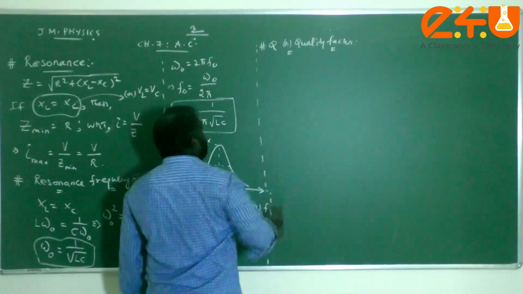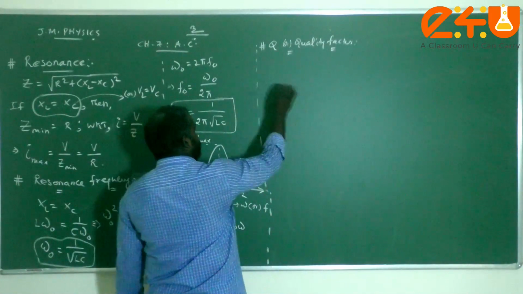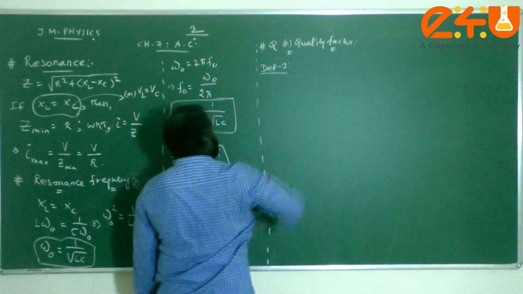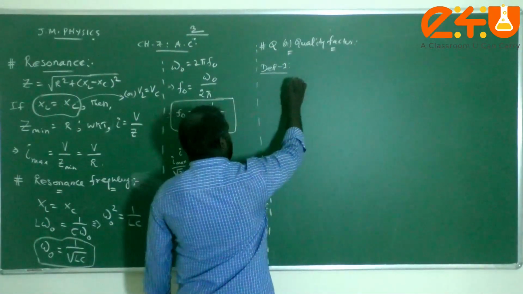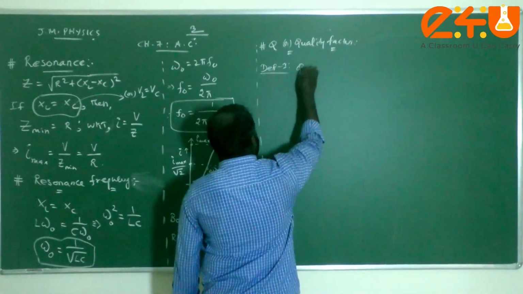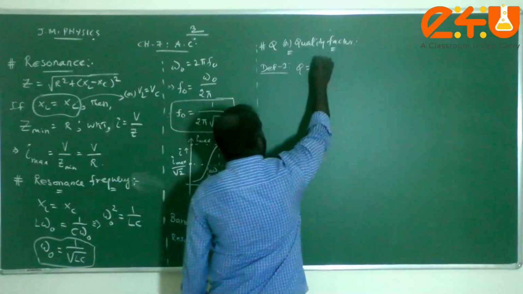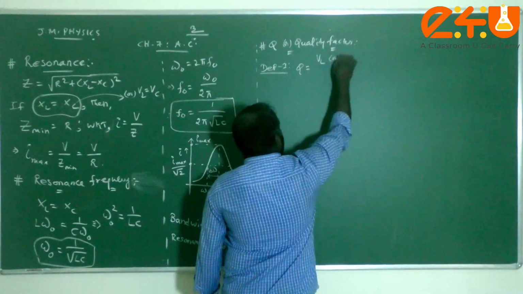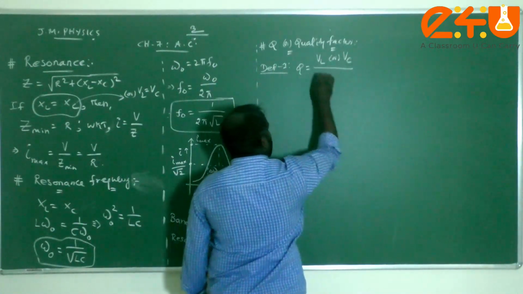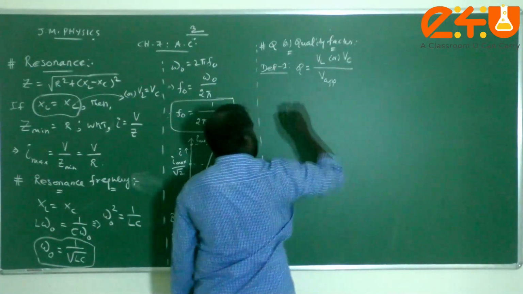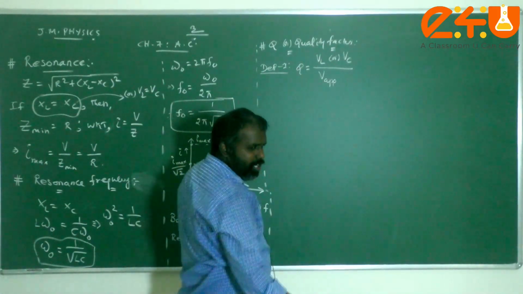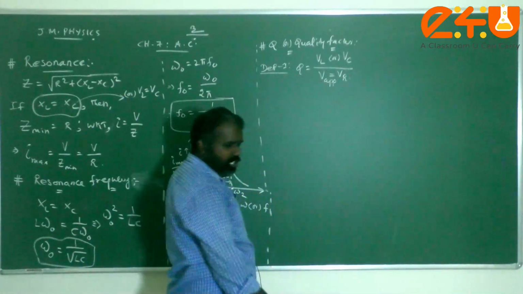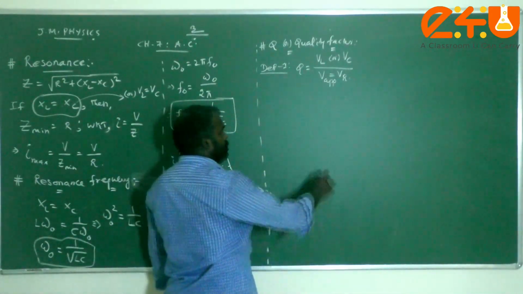So there are 3 definitions for Q from the examination point of view. I can write this as definition 1. What does definition 1 mean? We can write that Q, the quality factor, is equal to the voltage across L, that is, the voltage across the inductor or the voltage across the capacitor, divided by the applied voltage. What is this applied voltage? It means the voltage across the resistance.